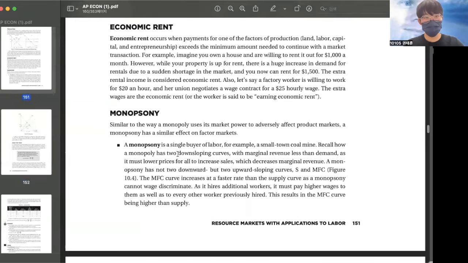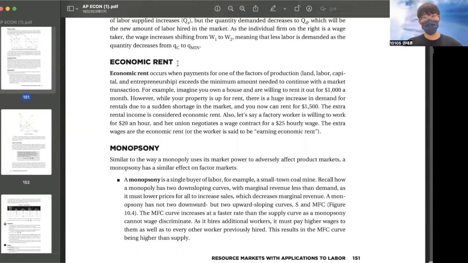To begin with, we're going to learn about economic rent. As written in the book, economic rent occurs when payments for one of the factors of production, for example, land, labor, capital, or entrepreneurship, exceed the minimum amount needed to continue within a market transaction. So let's just highlight the part over here.